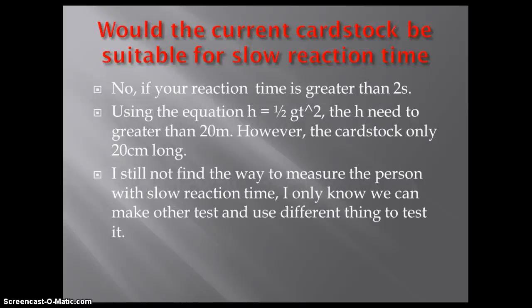Would the current castle be suitable for a slow reaction time? No. If your reaction time is greater than 2 seconds, use the equation h equals half g t squared, so h needs to be greater than 20 meters. That means three or four floors high. However, the castle is only 20 centimeters long. I'm not sure how to measure a person with a slow reaction time. I only know we can make another test and use a different thing to test it.